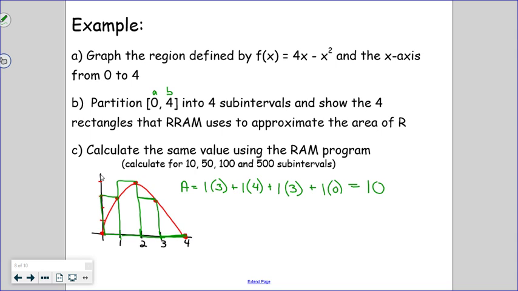Did you type that function into Y1? Go to Y1 here. Oh, yeah, you do have it in there. Okay.